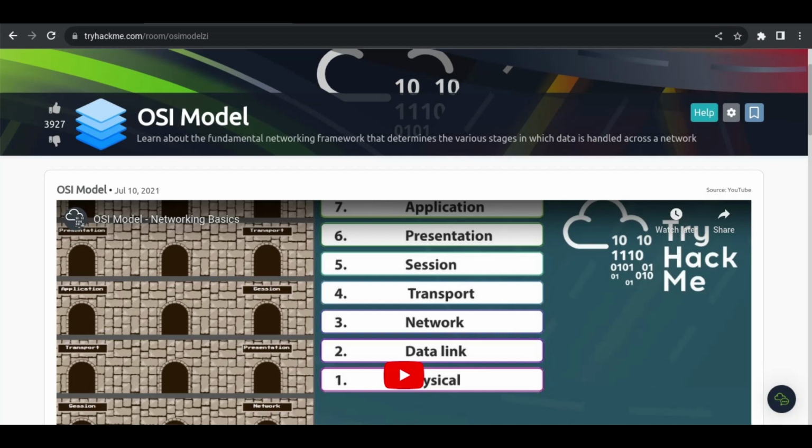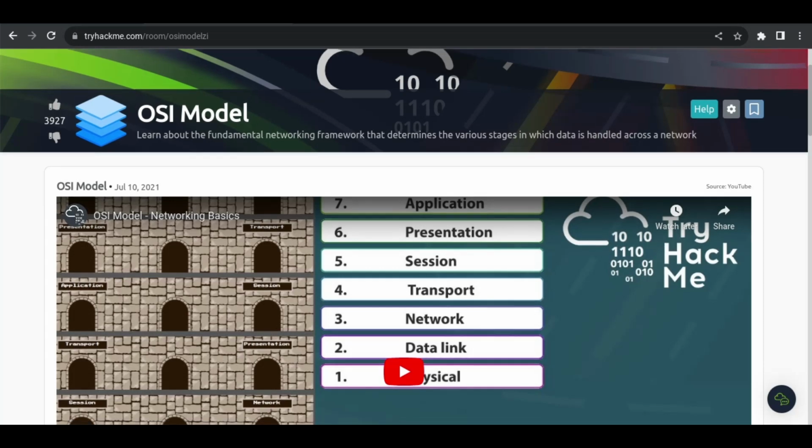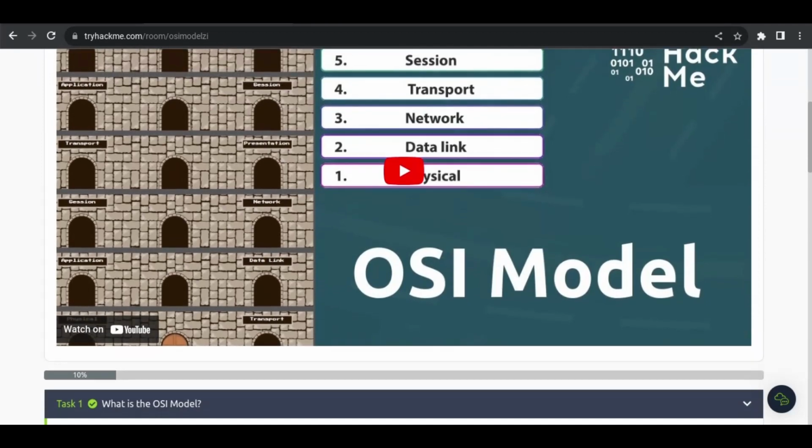And today I'm bringing to you the OSI model, and we will be learning about the fundamental networking framework that determines the various stages in which data is handled across the network. Without further ado, let's get started, y'all.